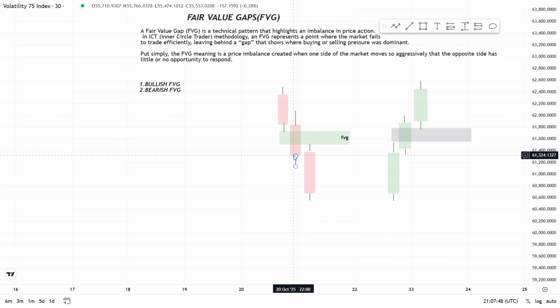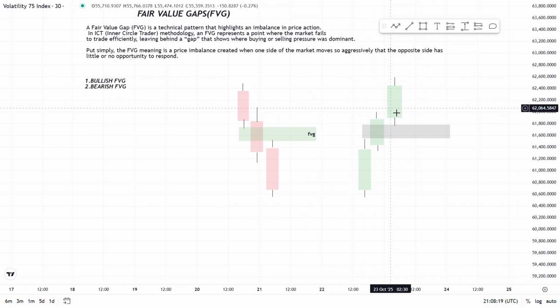Now, why should we care about fair value gaps? Institutional traders such as banks and hedge funds pay close attention to fair value gaps because these fair value gaps act as magnets for price. They know that markets tend to revisit this imbalanced area to rebalance liquidity, right? So, by identifying these fair value gaps, we can anticipate where price might retrace from, and it creates strategic entries and exits, right?